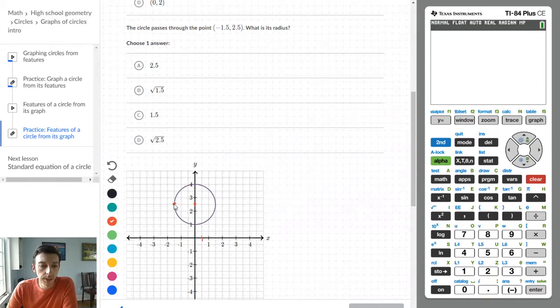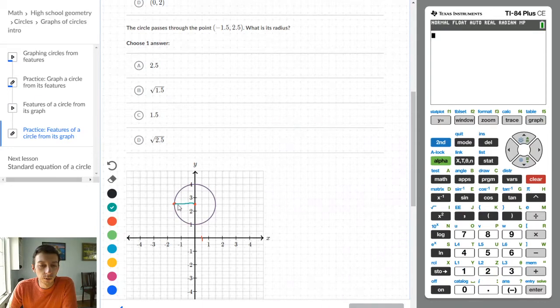What is the radius? This one is a little bit easier than the last one because the distance from the point to the center is a nice horizontal line, and it's not at an angle. We don't have to use the Pythagorean theorem. We can just count. Just be careful because we said each box is half of a unit.